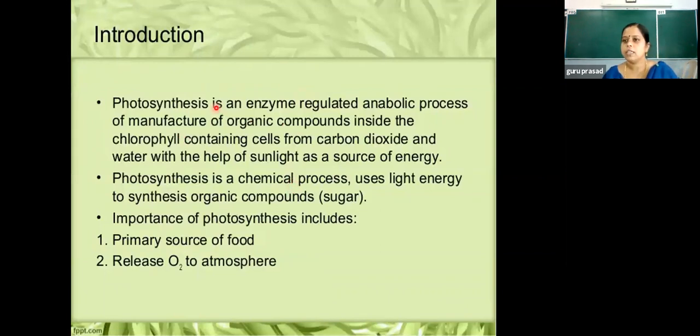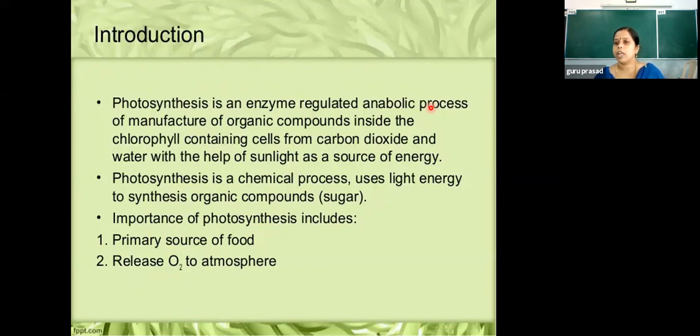We are starting the synopsis with the definition of photosynthesis. That is, photosynthesis is an enzyme regulated anabolic process, isn't it? So metabolic reactions are classified into two types, that is anabolic reactions and catabolic reactions. Anabolism means what? Formation of a complex organic material from the combination of simple molecules, such as carbon dioxide and water combine with each other and form a complex organic material that is nothing but glucose.